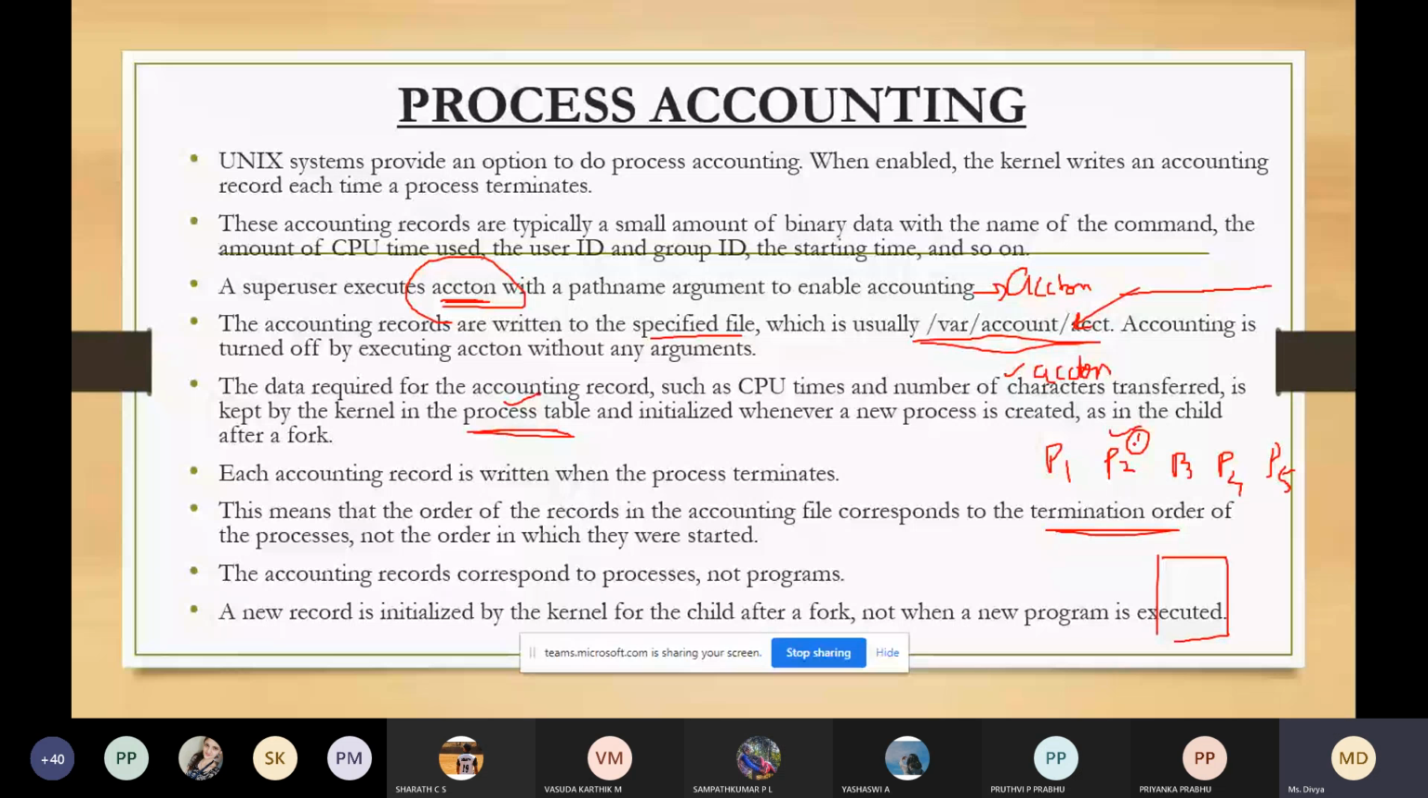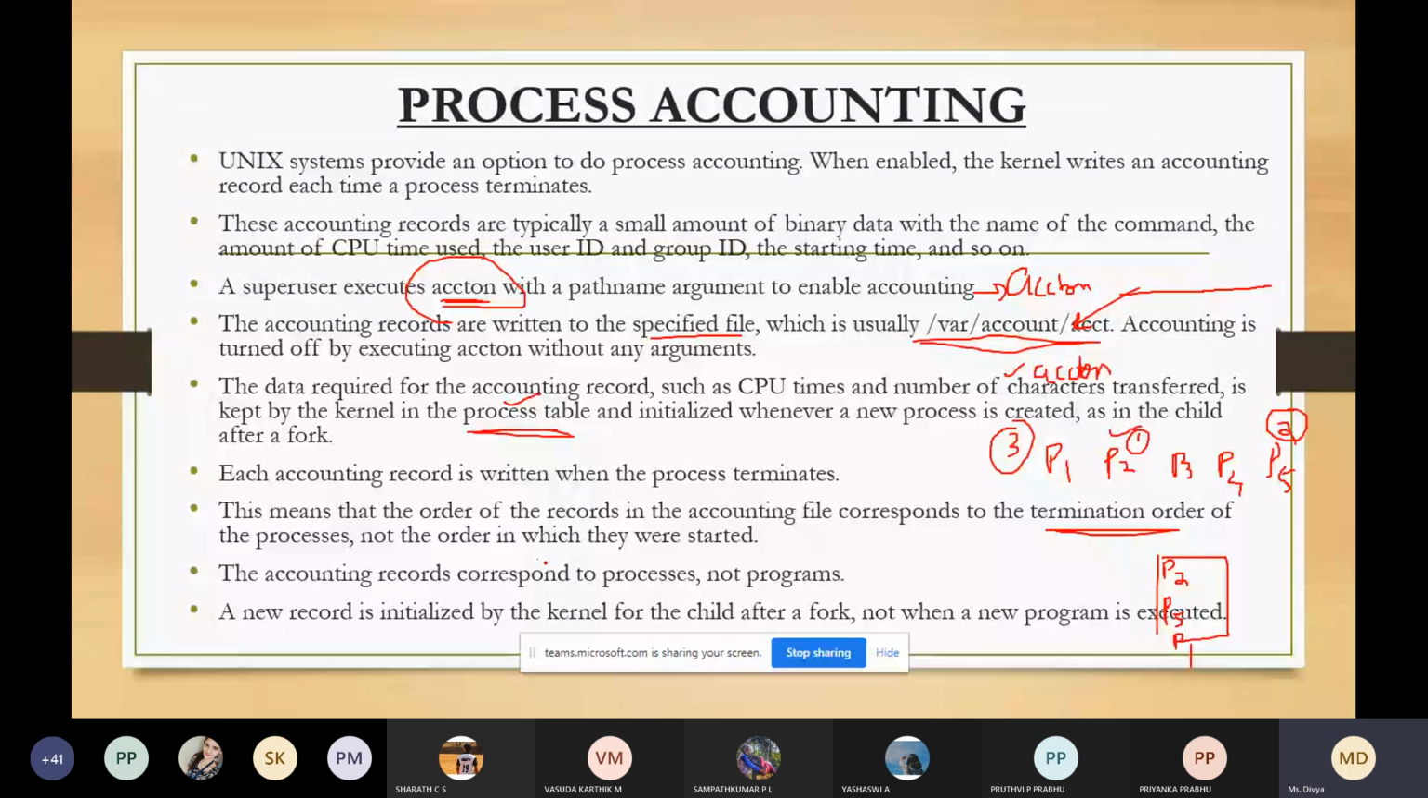Then P2's information will be there first. Then assume that this will terminate second, then in the file next P5 will be there. Similarly, if P1 terminates next, then P1 information will be there next. So like this, the accounting record file will have the information corresponding to the termination order of the process, not the order in which they are started.